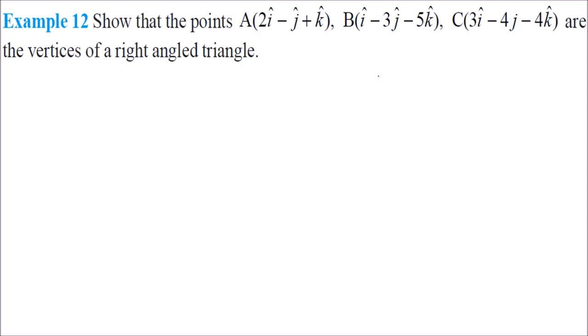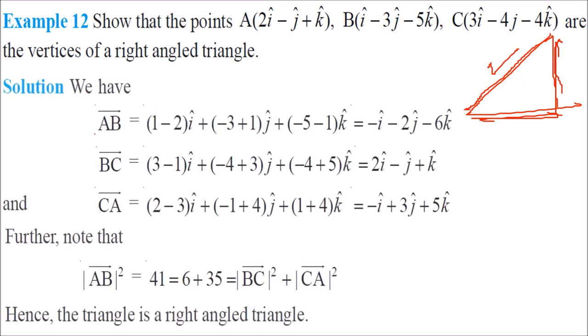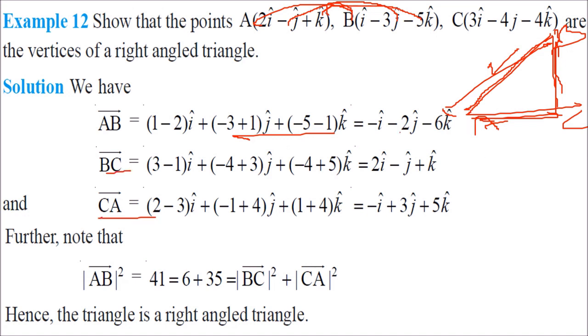Show that these three points are vertices of a right angle triangle. What we will do is find the magnitudes and prove that the sum of the squares of two sides will be equal to the square of the third. Say this is A, this is B and this is C. So AB will be what? Just find it here: 1 minus 2, 3 minus 1, and 5 minus 1. We'll do the squares later. So this is AB, BC and CA. You can get it like this.